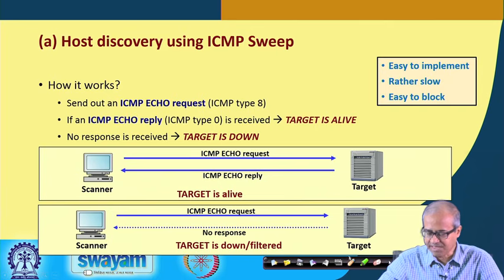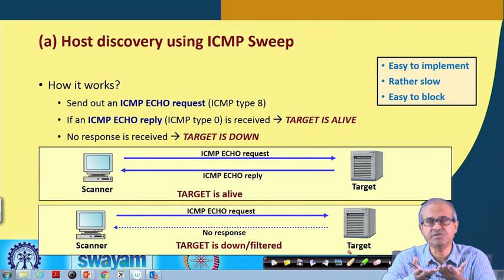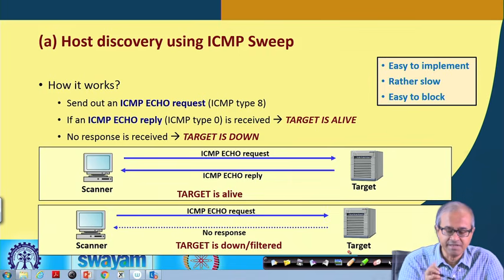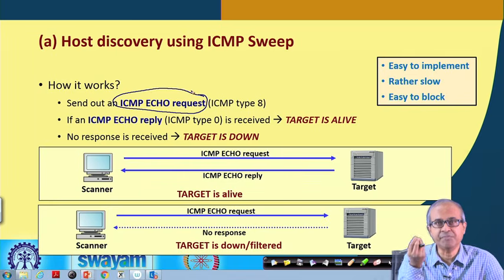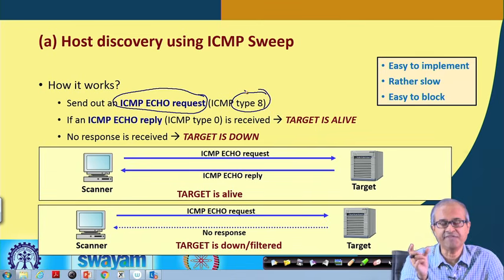So, we start with ICMP sweep. Let us understand what this ICMP sweep means. You know that ICMP is a protocol which runs in a network. ICMP requests and responses can be used to find out whether a host is alive or not. There is something called the ICMP echo request packet. In an ICMP packet there are many request types. This ICMP echo request corresponds to type 8, so in the type field of the packet the number 8 is stored.